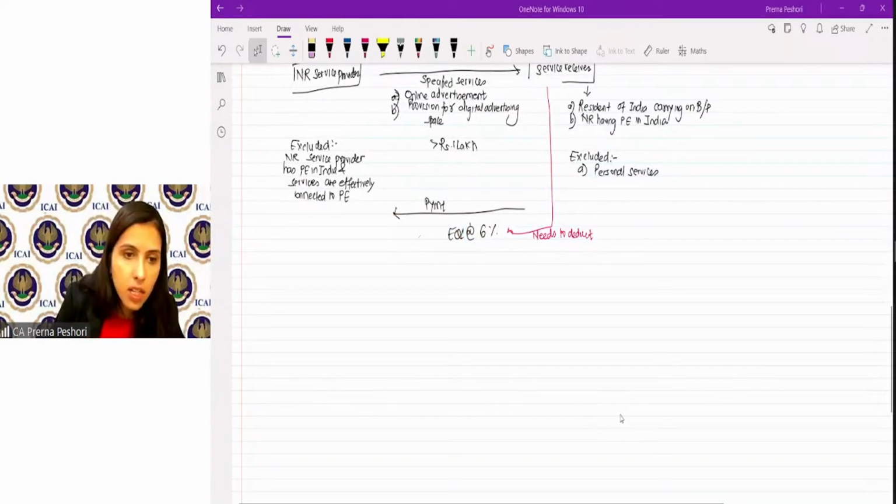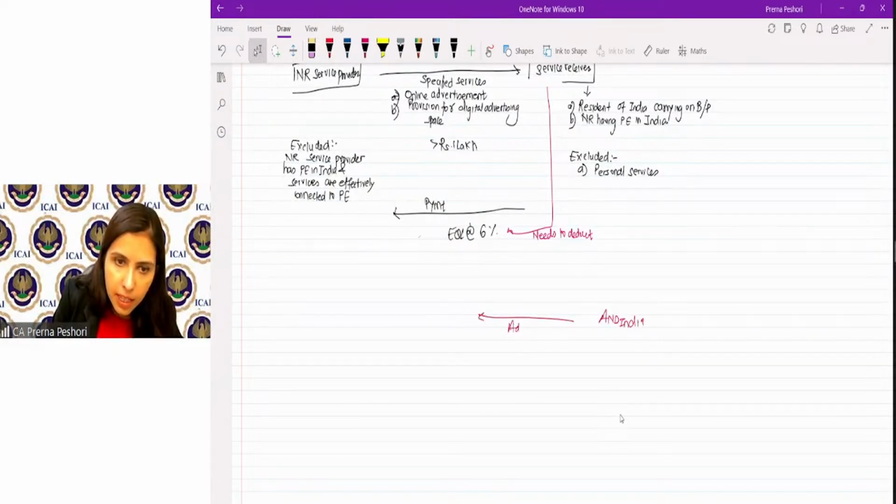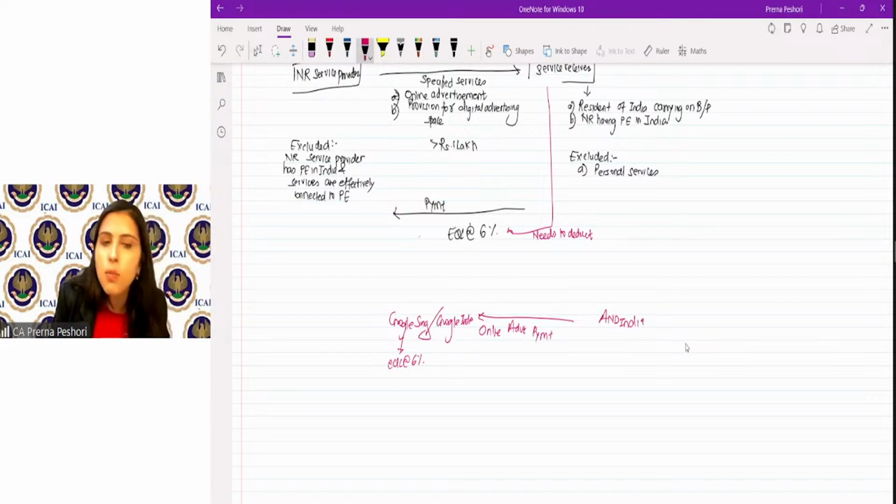Let's say N dress India is making the online advertisement payment to Google Singapore or Google India. Will it make any difference? On the Singapore payment, equalization levy at the rate of 6% will be applicable. But what about Google India? Will equalization levy be applicable when I make the payment to Google India?